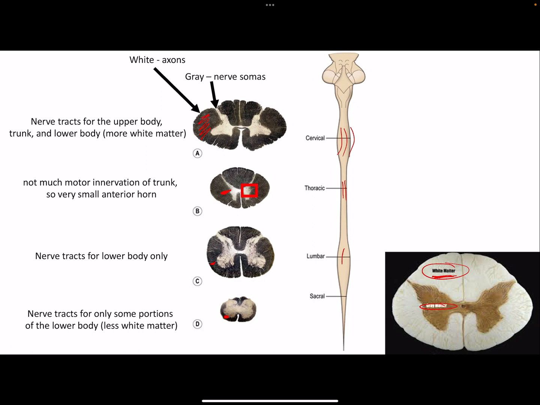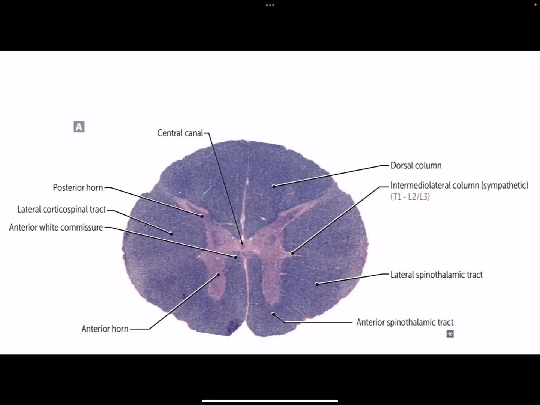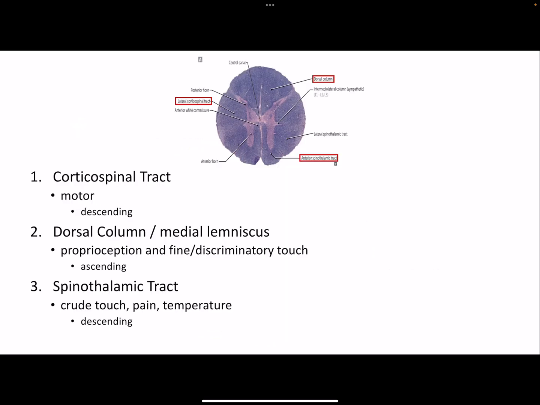Additionally, we're going to have this little lateral projection in the thoracic region for the lateral horn for the sympathetic nervous system. All right, so there's a lot going on here, and it's actually much more complicated than even this picture shows, but we just need to know about these. The corticospinal, dorsal column, and then the spinothalamic tract. So the corticospinal is going to be motor. Motor is descending. Dorsal column is dorsal column in the spinal cord, so that's what I'm going to call it for now. But remember that it's called the medial lemniscus when we get into the brainstem.